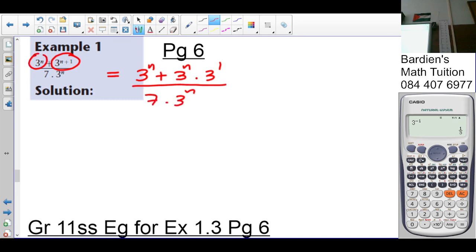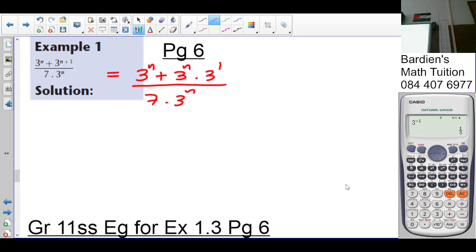Why didn't I break up 3 to the n? You can't simplify that. You can't break it up because there's only one term in the exponent. Why are we not going to break that up? Because 7 times 3 to the n is already broken. You guys understand? So what do I do now?